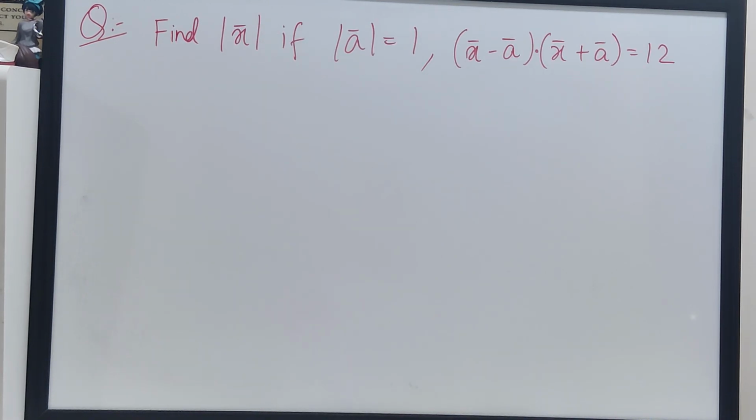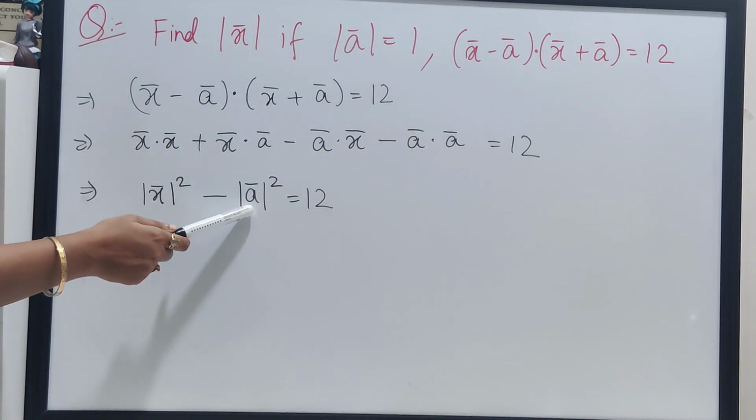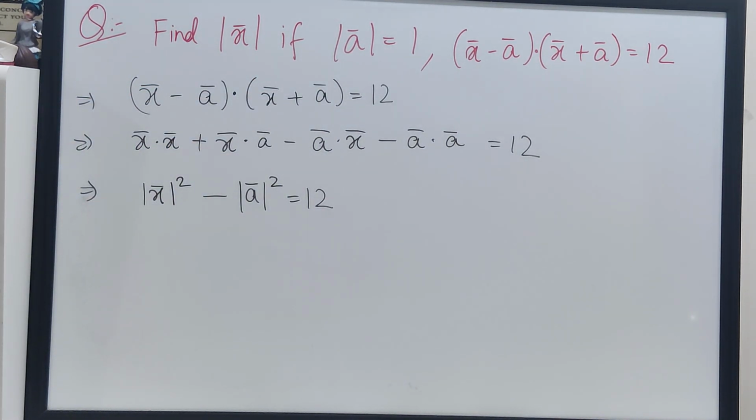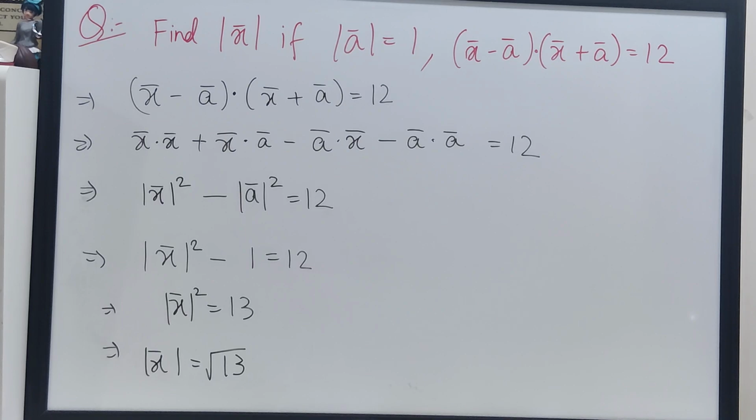Next question, find the magnitude of X if the magnitude of A is given as 1 and you have one equation: (X minus A) dot (X plus A) is equal to 12. Expand the equation and put the values of A. So you get the magnitude of X as root under 13.